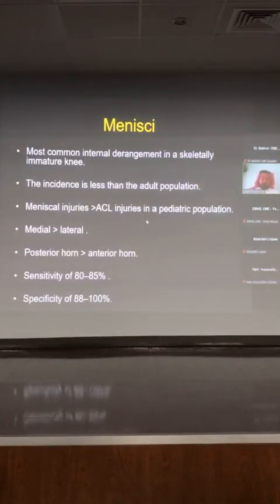Now let's start talking about the menisci. We start with the menisci because they are the structures most commonly deranged in skeletally immature knees. The incidence of meniscal tears in the pediatric population is less than in adults. Meniscal injuries are more common than anterior cruciate ligament injuries in the pediatric population. Like in adults, the medial meniscus is injured more often than the lateral meniscus, and the posterior horn is more affected than the anterior horn. The sensitivity of MRI in detecting meniscal injuries is as high as 85%, and the specificity is as high as 100%.